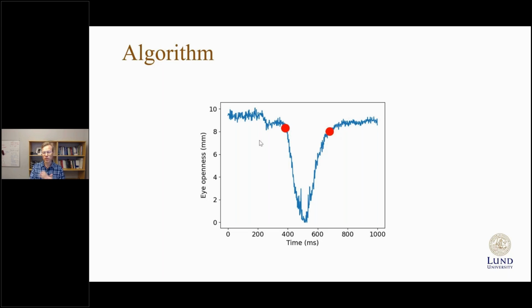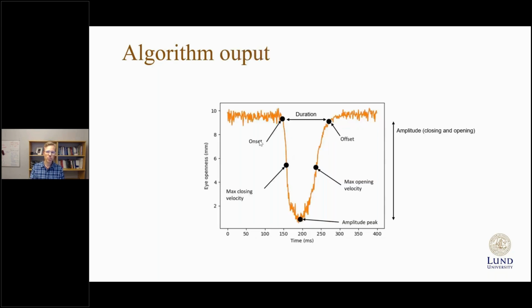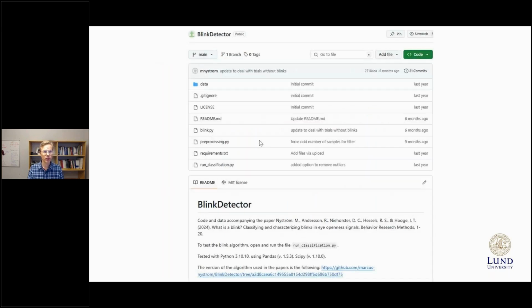So that's the basic functionality, and of course there are a lot of details that you can read about in the paper. There are a bunch of measures that this algorithm spits out, for example the onset, offset, duration, where the maximum velocity is reached, and the amplitude of the closing and opening part of each blink. And again, if you want to know more, just feel free to look at the GitHub page and download the code and try it out yourself. It's based on Python. Thanks a lot.